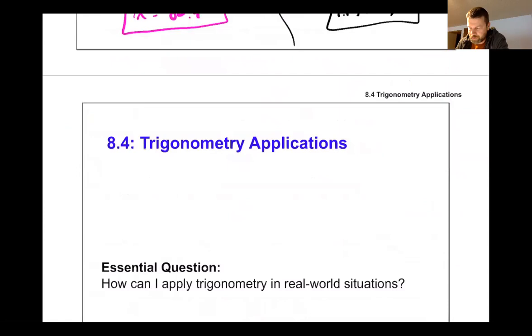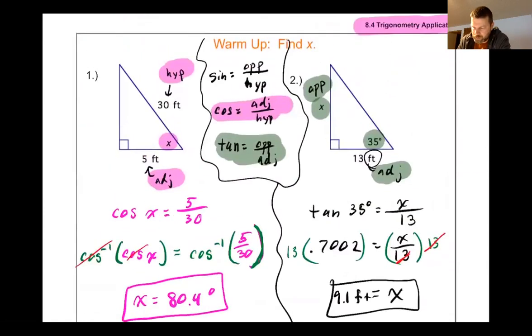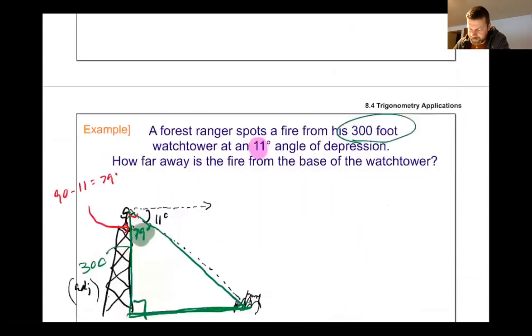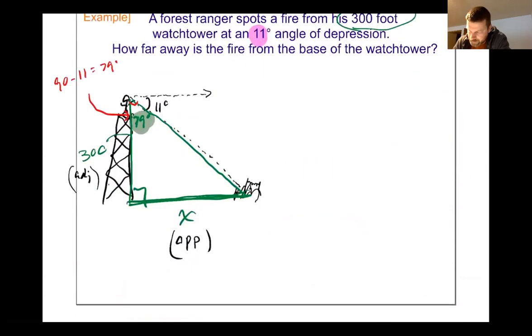So these ones we wrote up here, they could be really useful to you. It's a good idea to have these ones written down somewhere. Tangent is opposite over adjacent, so I know I need to use tangent. In this case, tangent of my angle, 79, would equal the opposite side, X, over the adjacent side, 300. Tangent of 79, again, is just a number, so I like putting that into my calculator.